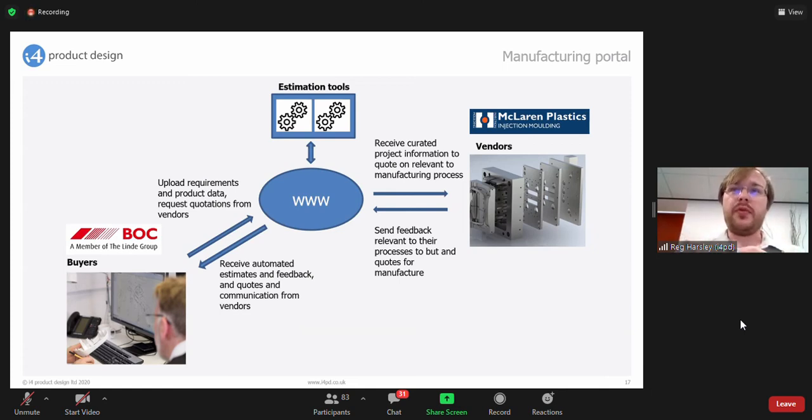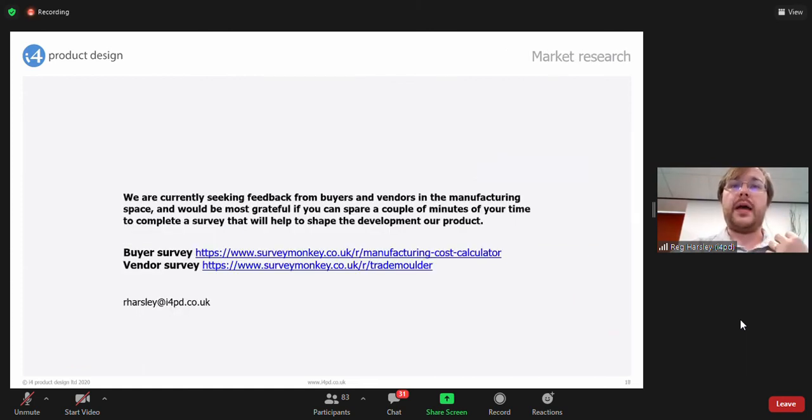I think it's really important that we've got this buyer and vendor members as part of the overall project team. It gives us really good feedback for how the platform can be used. But as I said before, we're really interested in what the wider design and manufacturing community would want from such a platform.